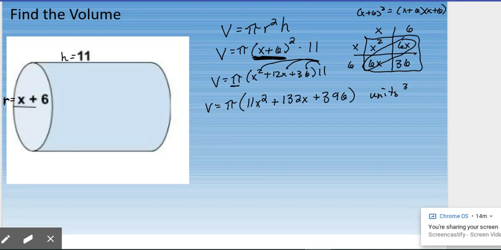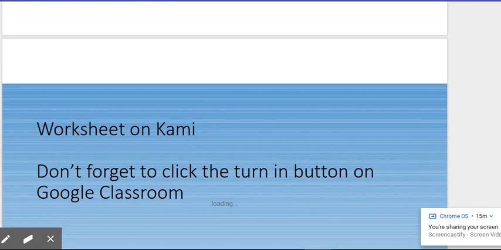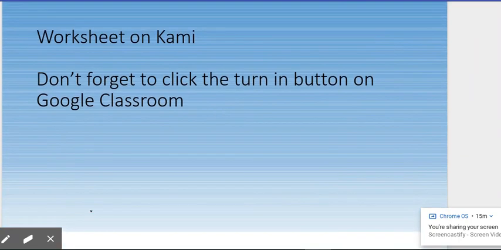What I need you guys to do, and you might have to go back and look at the notes as you're doing your worksheets, is work on the worksheet on Cami. Make sure you're doing it on Cami, that way all you have to do is click the turn in button. I believe some of us are forgetting to click the turn in button, so make sure we're doing that. If you need help turning that in, get a hold of me and I will help you get that taken care of.